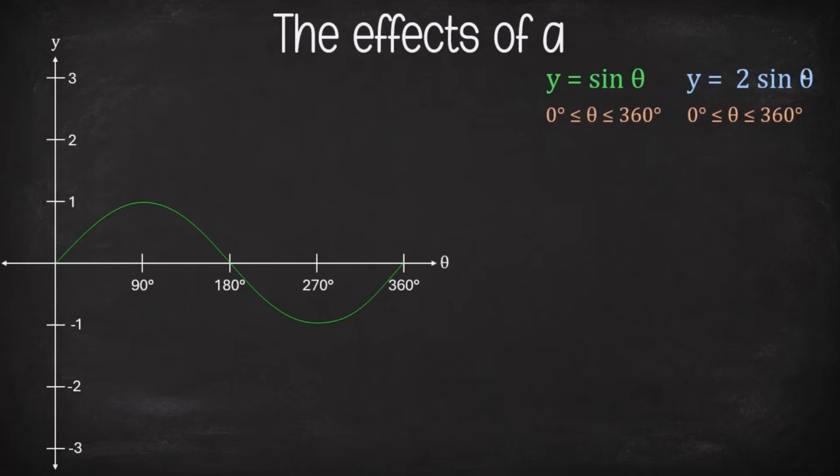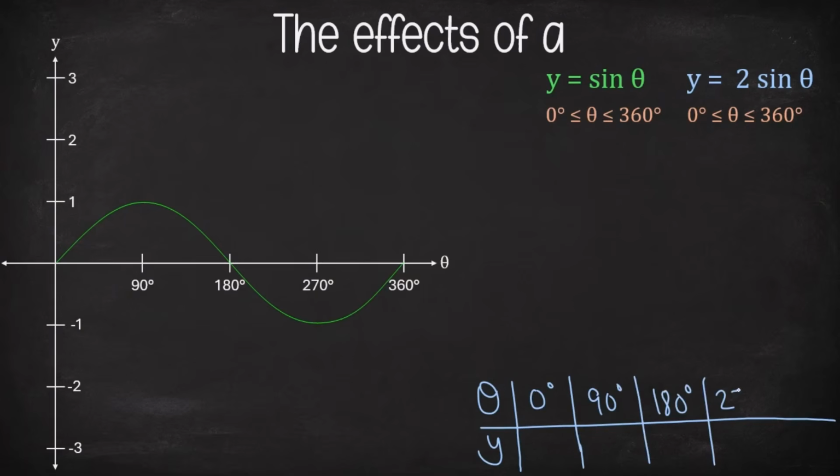Now to draw this graph, I'm going to use the same 5 angles like we did in the previous video. And as I said, for grade 10, you will always use these 5 angles for your sin and for your cos graph. So what I'm going to do is draw a table that says theta and y, and then list the angles. The next step is to substitute these values into this equation.